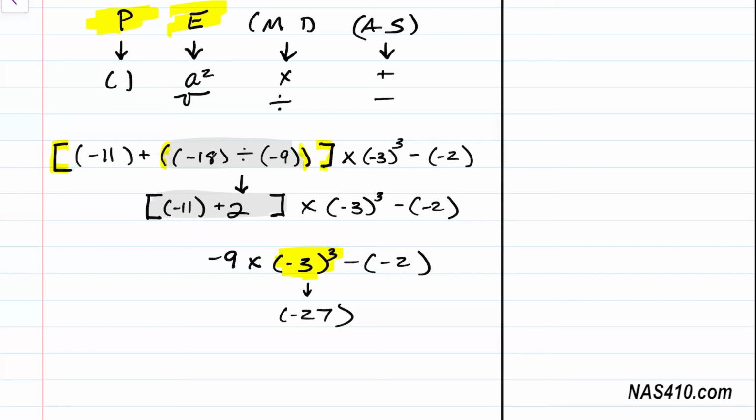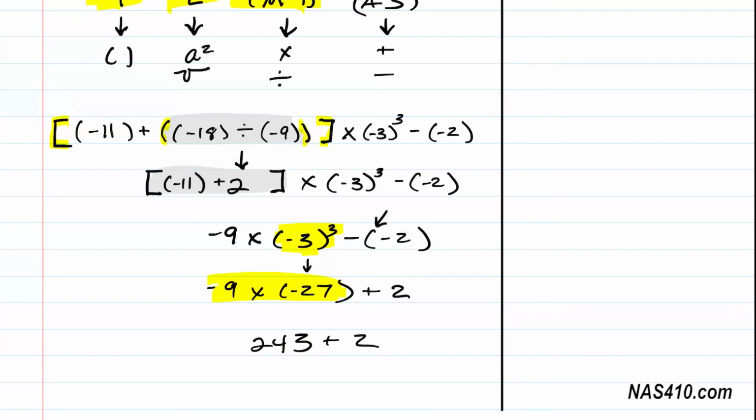And when I drop the rest of this down, I have negative 9 times negative 27. And here I have a negative and negative, so I know that makes a positive. So I'm just going to say plus 2 here. Okay, so now I've done all my exponents. Next I have multiplication and division from left to right. I only have one operation being done here, which is negative 9 times negative 27. So I'm going to do that next. Negative 9 times 27 is 243, plus 2. All right, and so my final answer is 245.